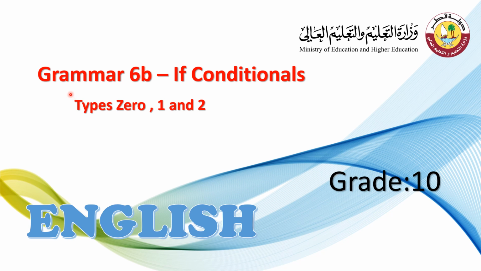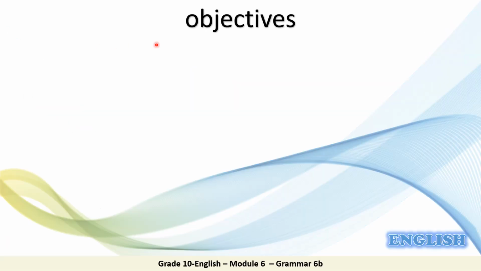Our lesson today is Grammar, Unit 6, If Conditionals, Types 0, 1, and 2. Student book, page 78, workbook, page 67. Be ready and let's start. And now, let's start with the objectives.